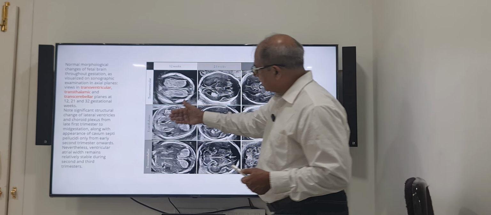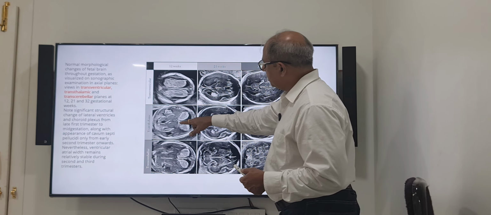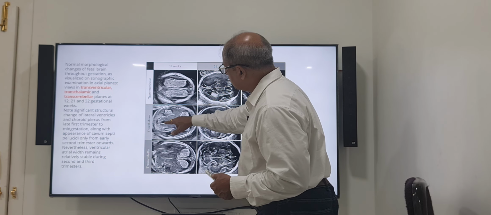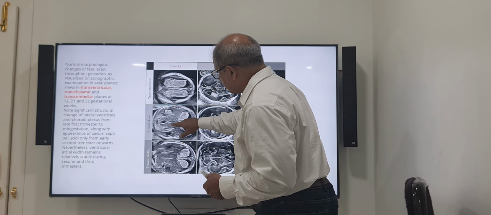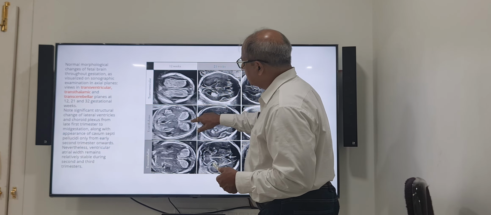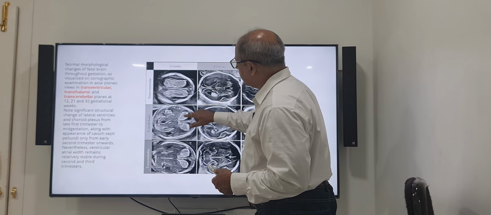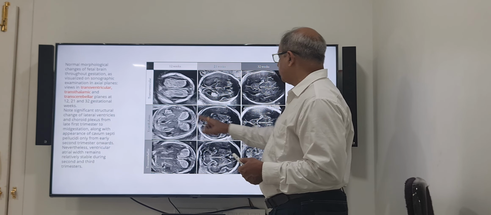So same thing when we do screening examination, transthalamic, what happens at 12 weeks? You can see there is a big space which is the aqueduct of Sylvius, third ventricle, and you will see the falx. But this falx and this choroid plexus give a very good comfort that the brain is developing normally.